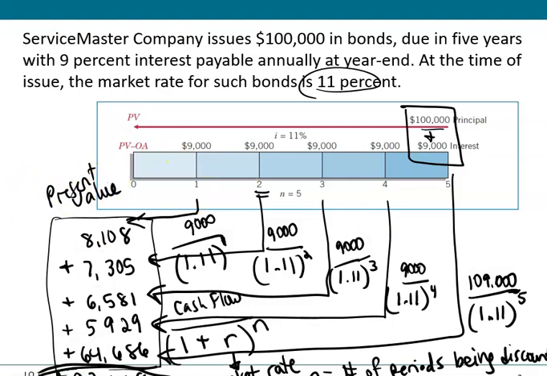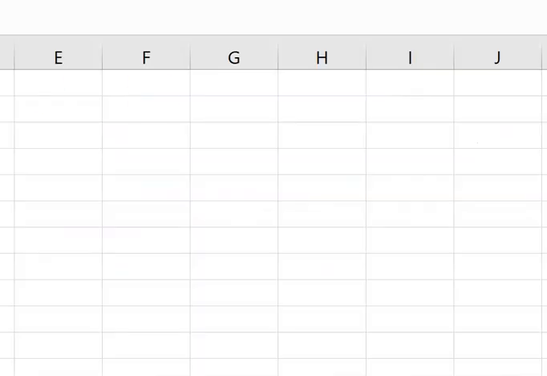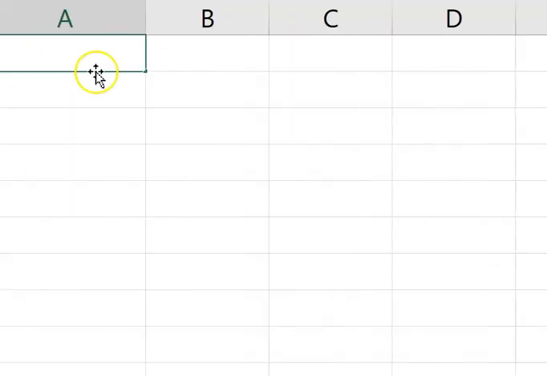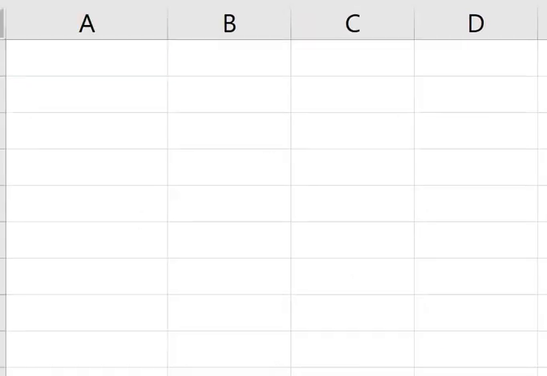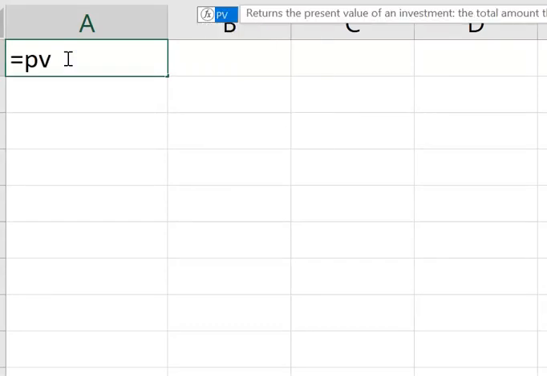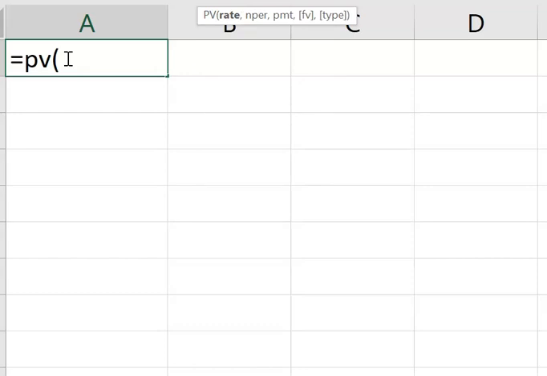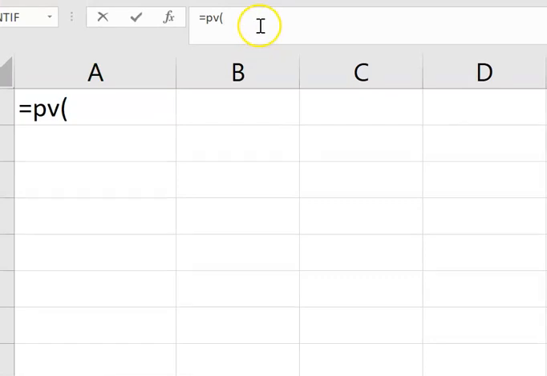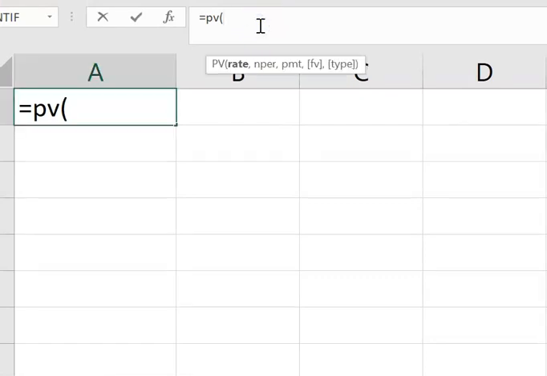When we think present value, typically we're thinking about Excel. So let's take a look at calculating the present value of the bonds at its issuance date using the Excel function rather than calculating the present value of each individual cash flow and then adding them all up. So we're going to use the present value function, equals PV. We're asked to put in the rate on the bonds. Remember, we're going to use the market rate, which is 11%.